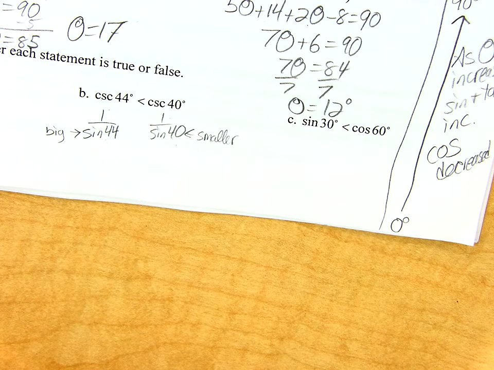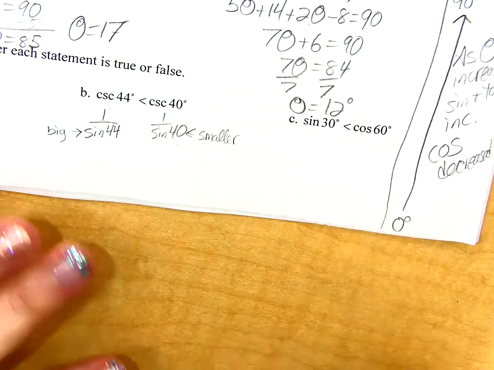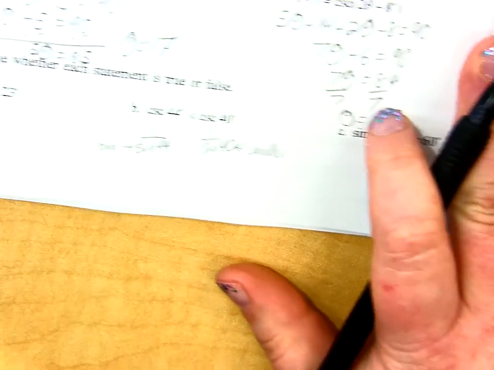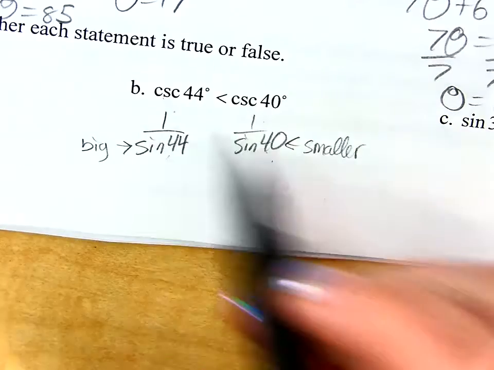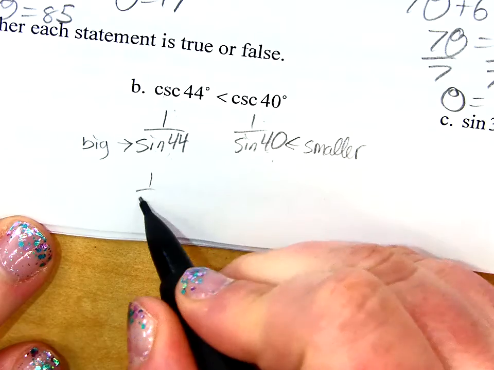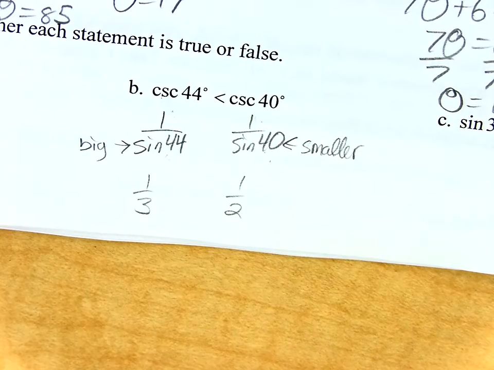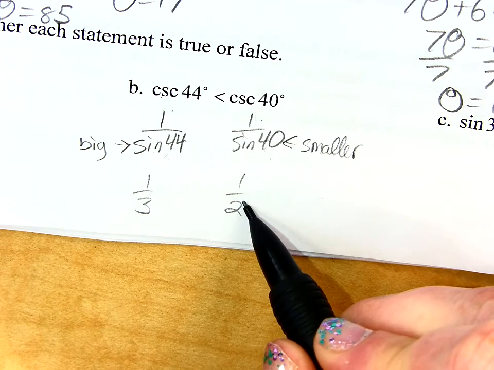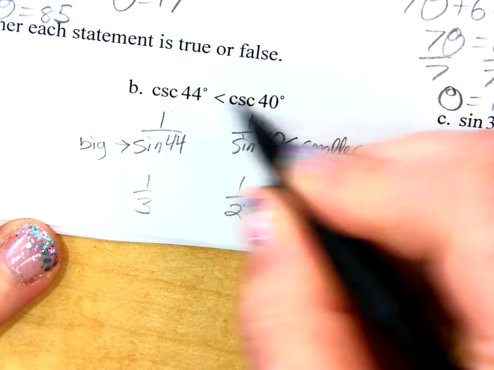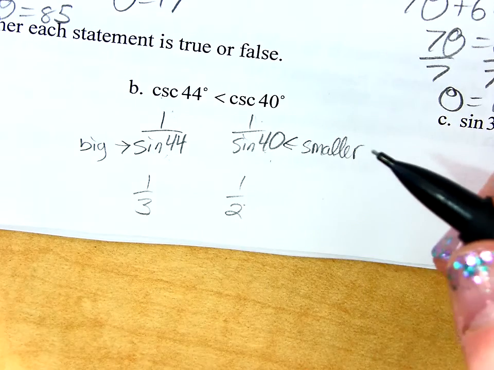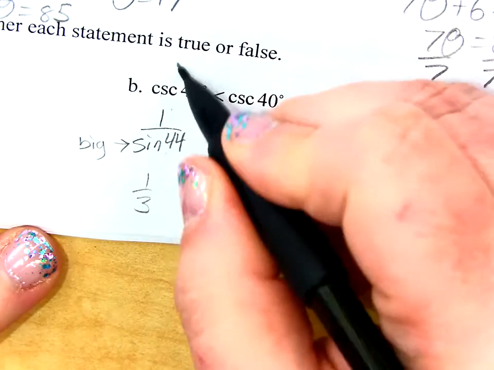Use actual numbers. So let's say this is obviously totally not the right numbers because I'm just making this up. But if I put a bigger number here, like 1/3, and a smaller number here, like 1/2, who's bigger? This guy is, right? So, is this true? Yes, that is true.